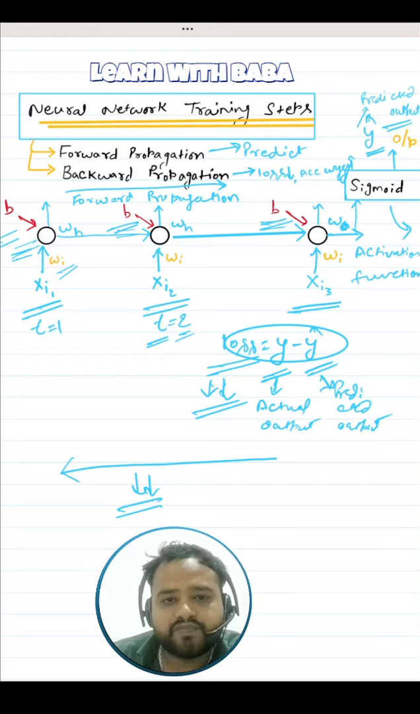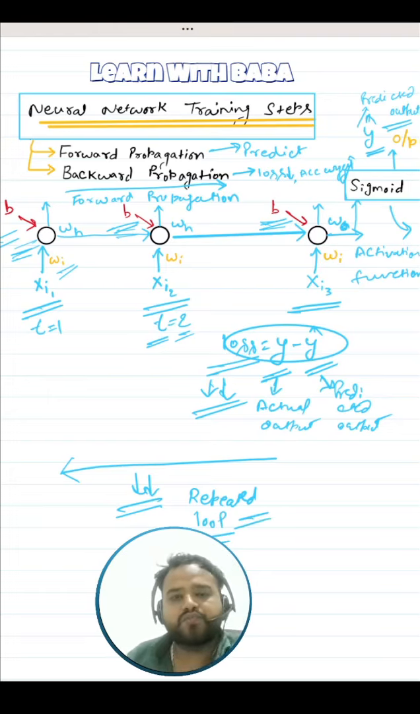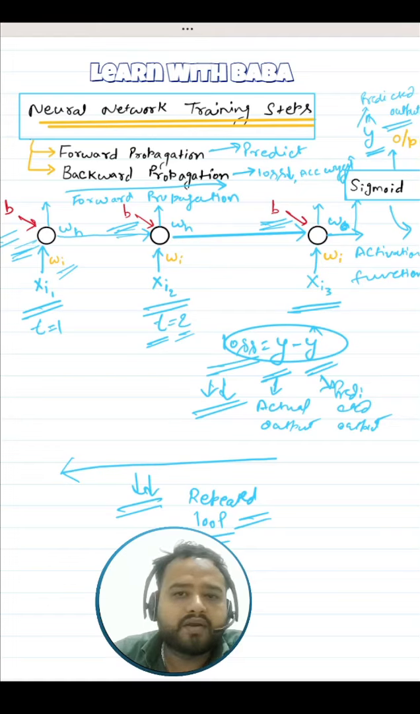So this forward propagation and backward propagation is actually a repeated loop. Okay, so this is actually a brief idea behind the training steps of neural networks.